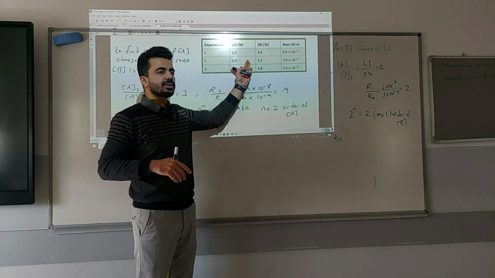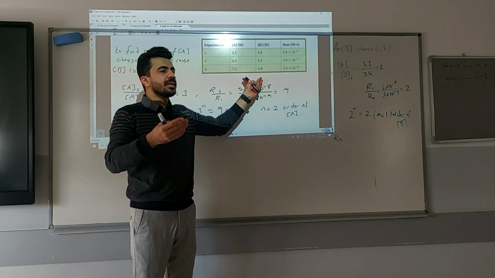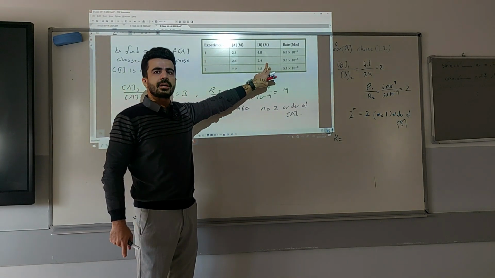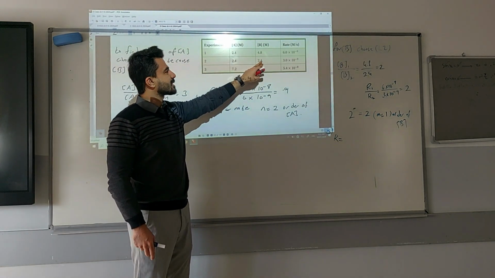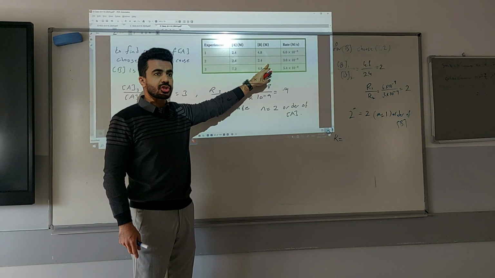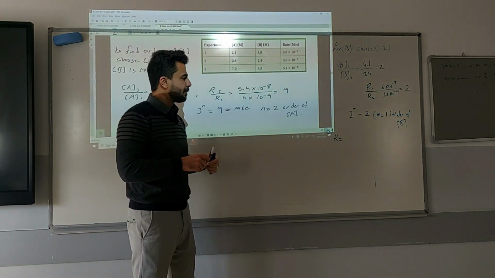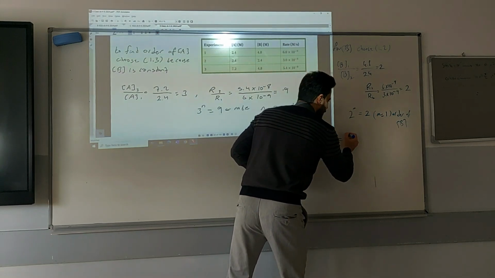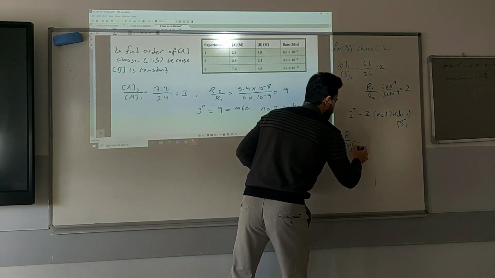You can choose the first one, second one, and third one. But for this question, I recommend that you choose the second one. Why? Because it is the same concentration. This makes it easier to calculate. Why? k is equal to rate over concentration of A squared, concentration of B.